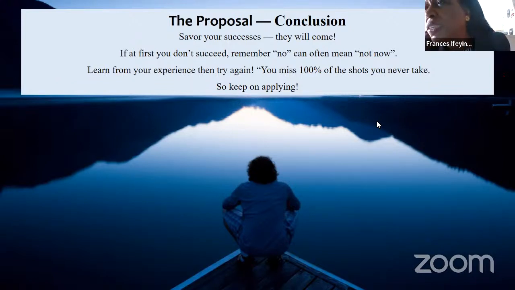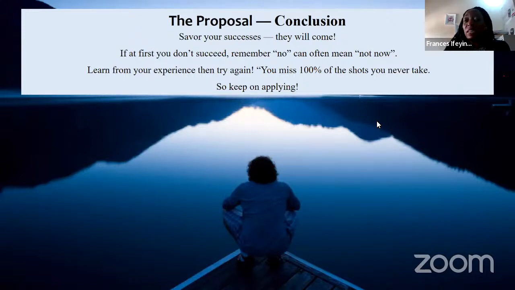In case, remember that we can hear a "not now." The fact that you got a no does not mean that the project has ended. A no may just be that probably God is telling you that the timing is not right. Probably you need to put one or two things in place and then come back again. Bottom line, learn from your experience, then try again.